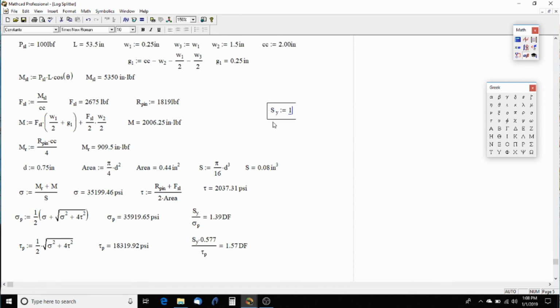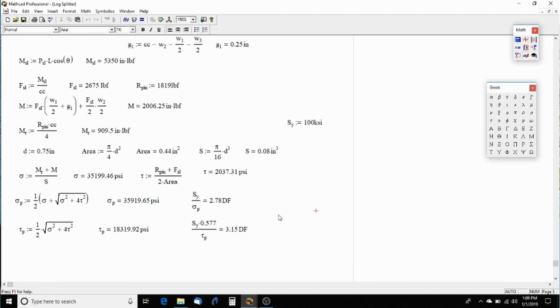I like to use 100 KSI material for pins, pre-chromed rod. You can get it in a bunch of different shapes and sizes already with chrome on it, so you get a nice hard surface for your bearing to wear on. Plus, with 100 KSI material, you can actually get it hardened up to, sometimes up to 130 KSI. So we got a 2.78, so that's not quite where I want to be.